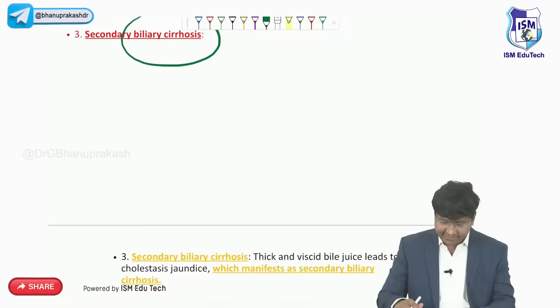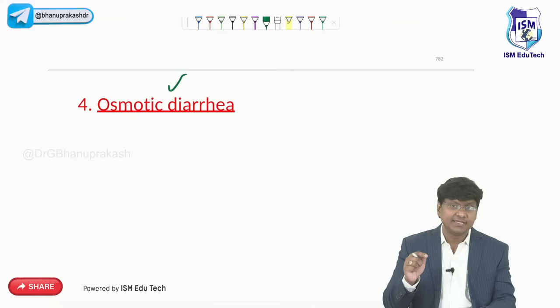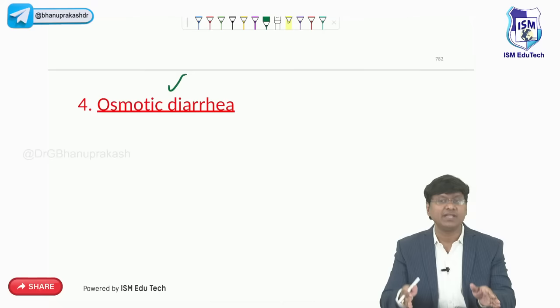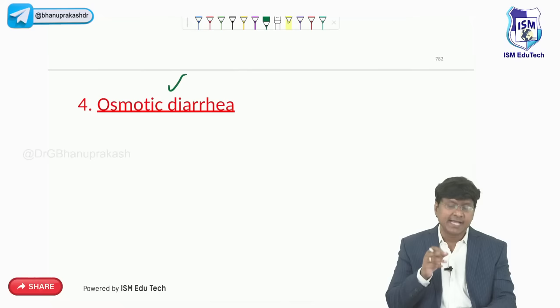And these individuals also have osmotic diarrhea. Why do they have osmotic diarrhea? Because the pancreatic juice normally contains amylase, which is useful for sugar absorption. But here, the pancreatic juice becomes thick. Once the pancreatic juice becomes thick, there is a fall in the amylase levels. Once there is a fall in the amylase levels, glucose absorption will not occur, and the glucose will draw fluid across the GIT, resulting in osmotic diarrhea.